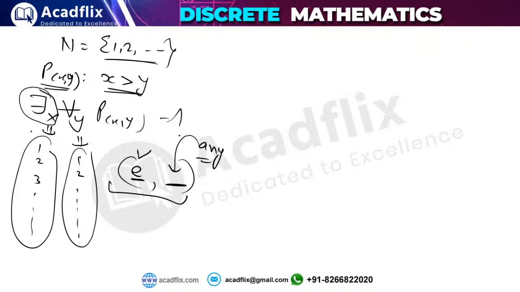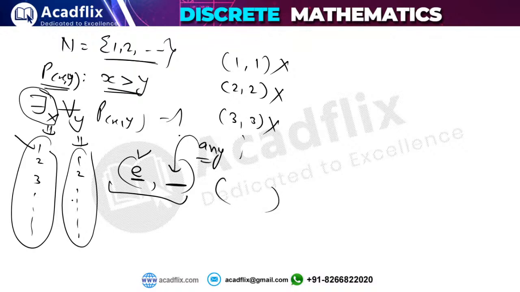Why? Because whatever value you take, for example you take 1, then 1 comma 1 is not true. You take 2, 2 comma 2 is not true. You take 3, 3 comma 3 is not true. So whatever value e you take, for the pair e comma e, P(e, e) will be false. So you can see you cannot do this. Are you getting my point?